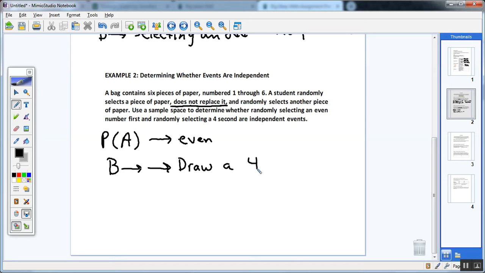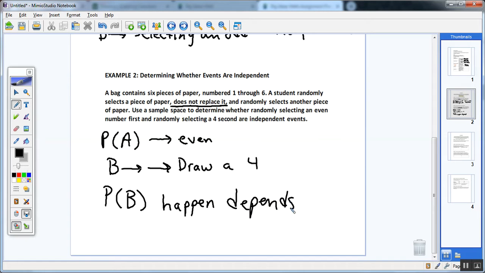Dependent. So when you are starting not to replace stuff, well, the probability that this event happens is going to depend on what already happened, okay? So the probability, I'm just going to say here, the probability of B happening depends on what happened in probability A, didn't it?